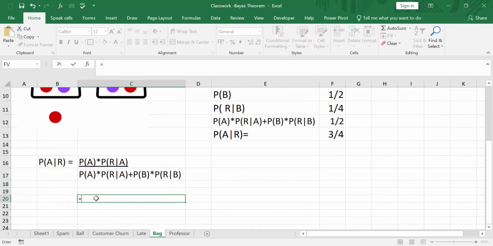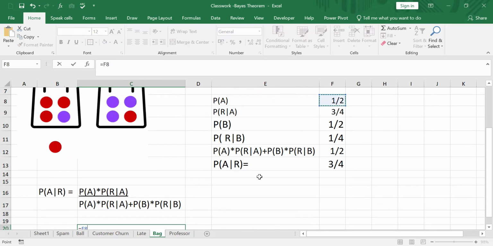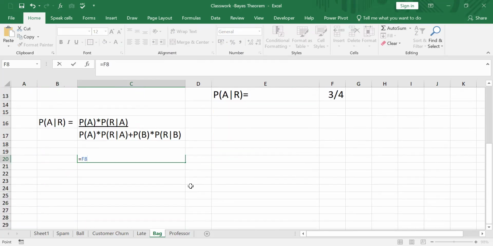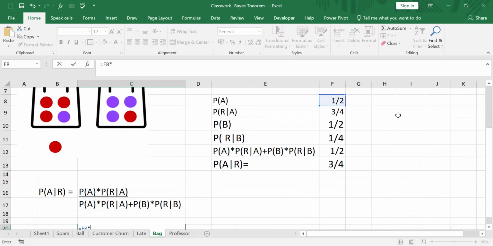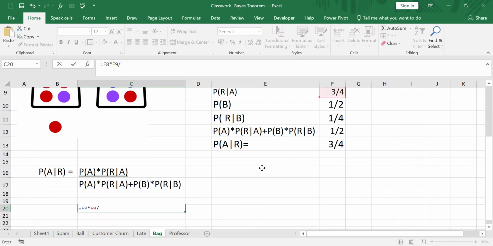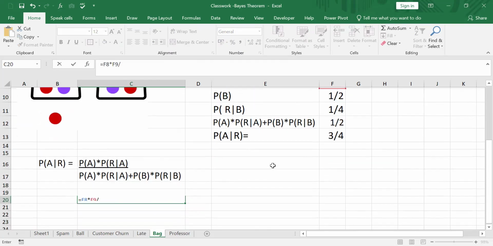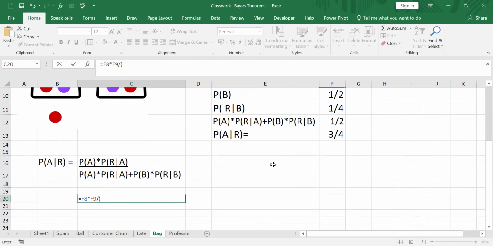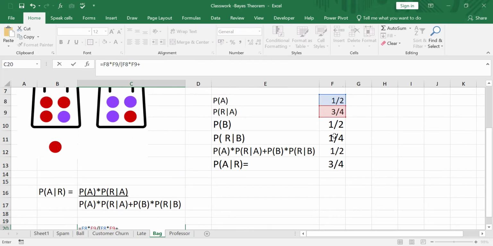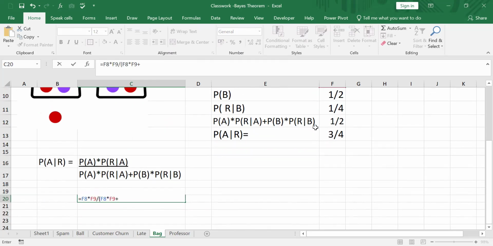P of A, what is P of A? P of A is this one, star. P of R given A, that is this one, divided by the same thing, star, plus P of B and P of R by B, that is 1 by 2 and 1 by 4.